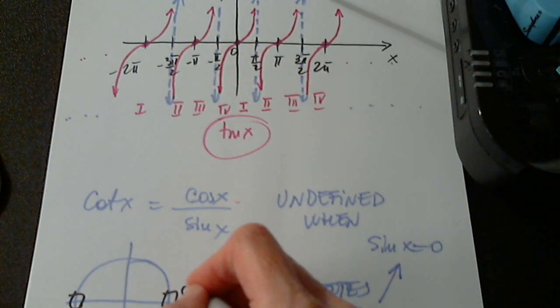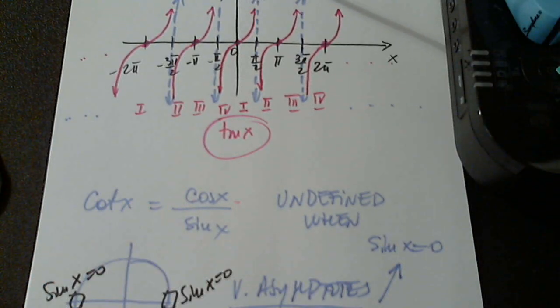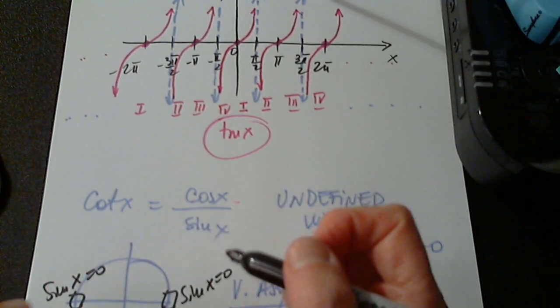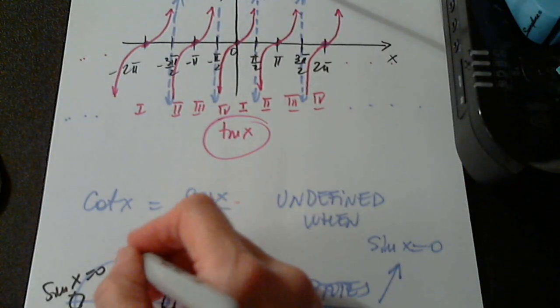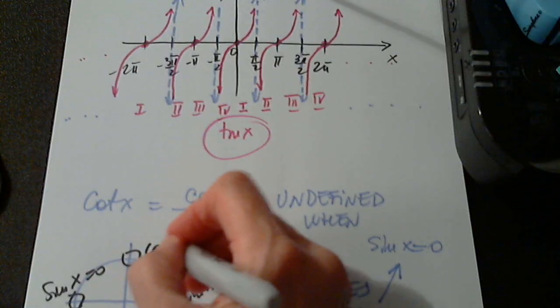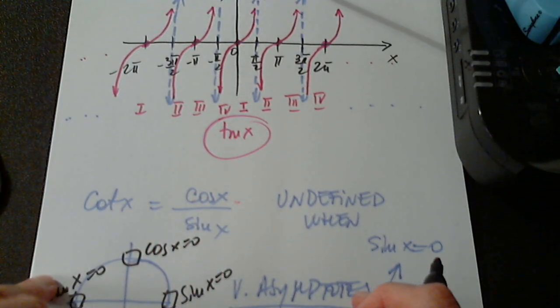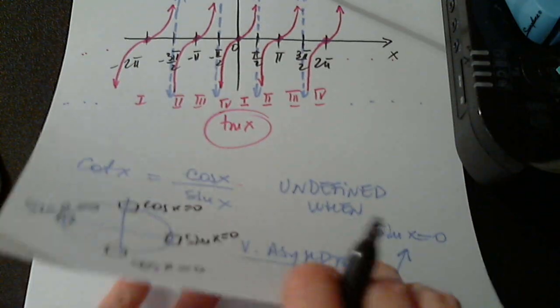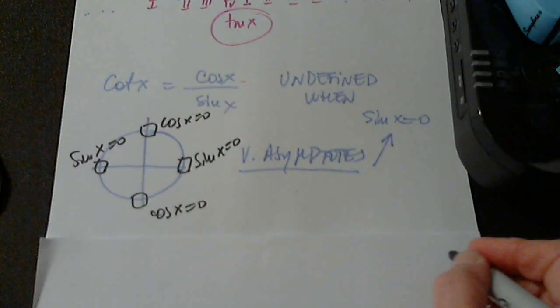Exactly here. Sine x is 0 here. Sine x is 0 here. Excellent. Good. And where is cosine 0? You already told me. We already know. Cosine x equals 0. So let's graph cotangent. So my page 3.